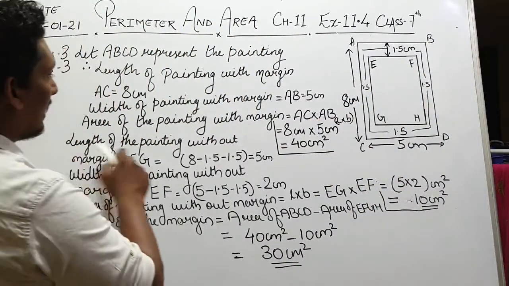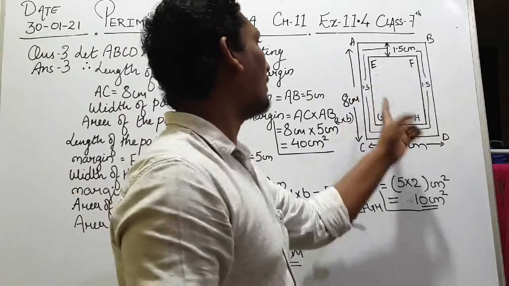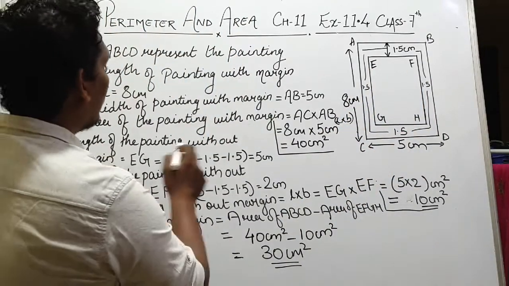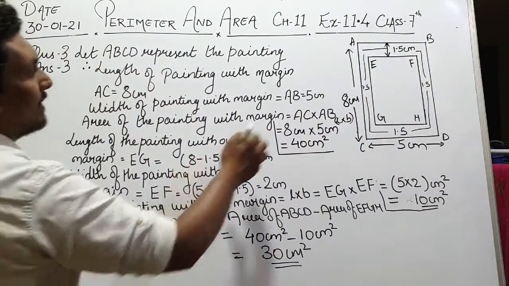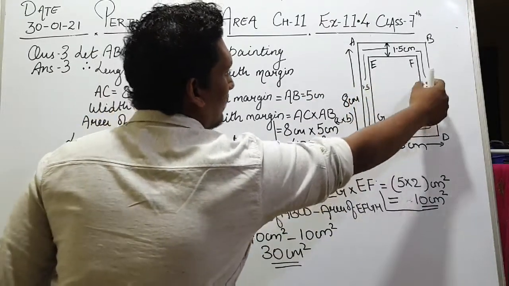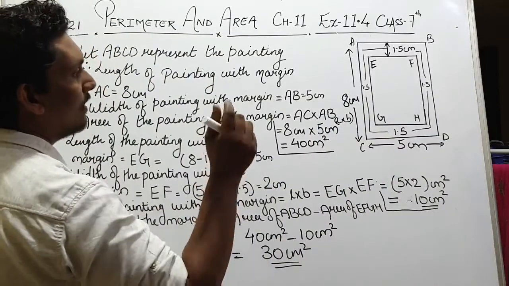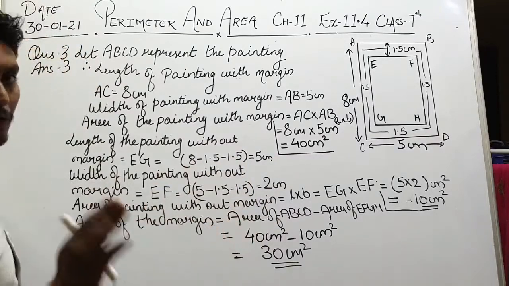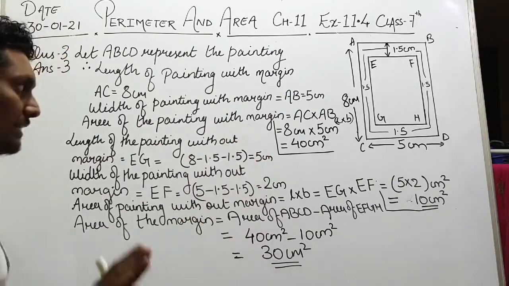The length of the painting without margin. This portion is without margin, only EFGH. The length of the painting, that is EG. The length is from this 8, this much portion is reduced from this side and this side. That's why we are doing subtraction here. So 1.5 plus 1.5, that is 3, 8 minus 3. Or 8 minus 1.5 minus 1.5, you will get 5 centimeter.